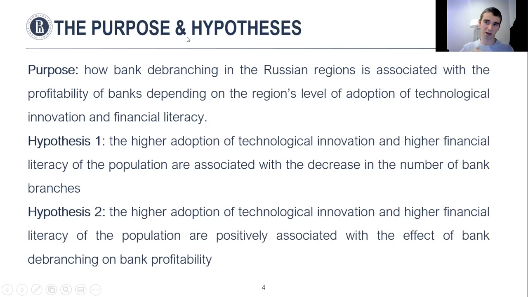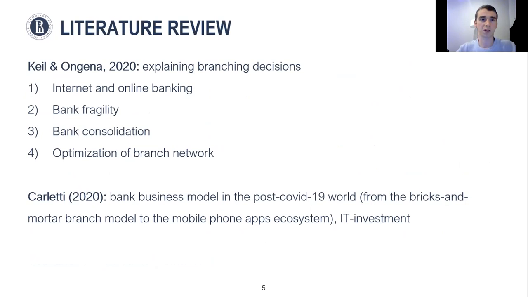So a few words about literature studies. The main literature topic is Kalov and Gena in 2020. They try to explain branching decisions, and there are four main explanations why banks close their branches. As I already said, it's of course internet and online banking. The logic is straightforward: low demand for bank branches, so it becomes unprofitable to have many bank branches on the balance of banks. The second one is bank fragility, because banks are very exposed to macrocyclicality.